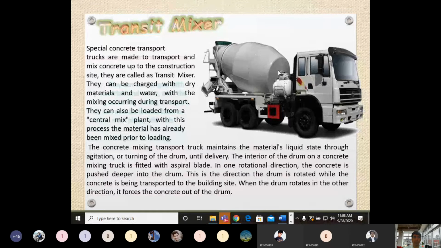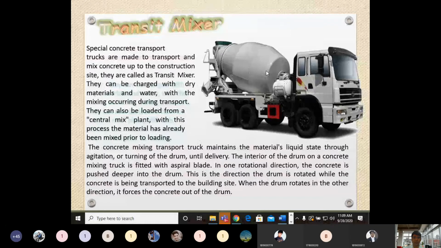The concrete mixing transport truck maintains the material in a liquid state through the agitation or turning of the drum until delivery. So the rotation is continuous in the case of transit mixers until the concrete is delivered up to a particular site. You should remember that the continuous rotation will be going on up to the site.